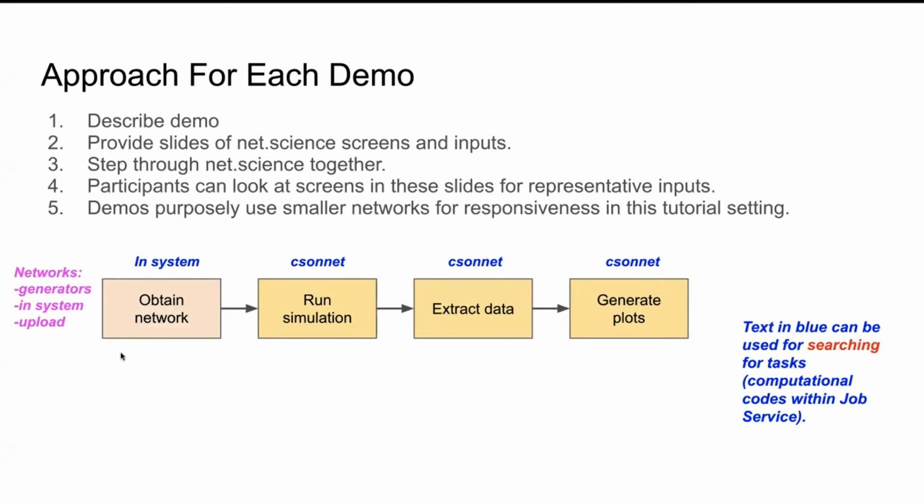So to give a high-level view of what we're going to do here: first, we're going to specify a network. We're going to use a network that's already in the system. Then we're going to run simulations. Then we're going to extract particular data from the raw output file from the simulations. And then we're going to use that extracted data to generate some plots.